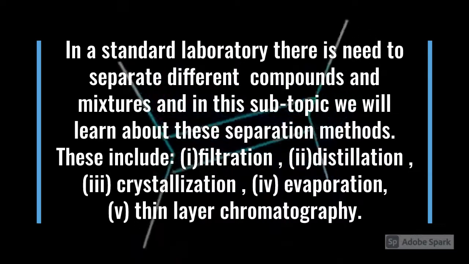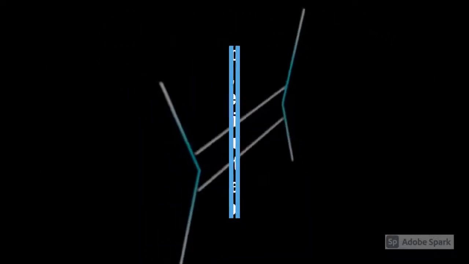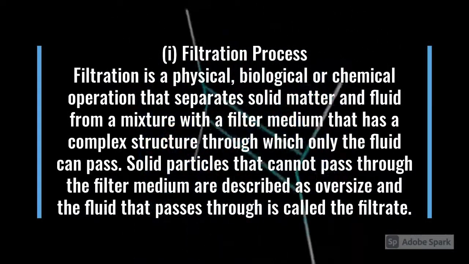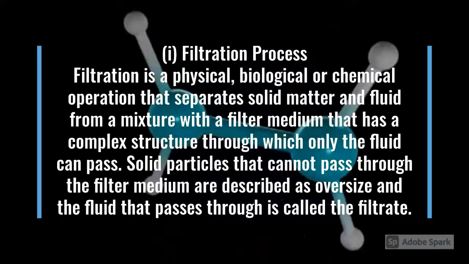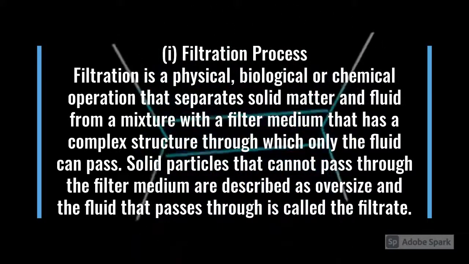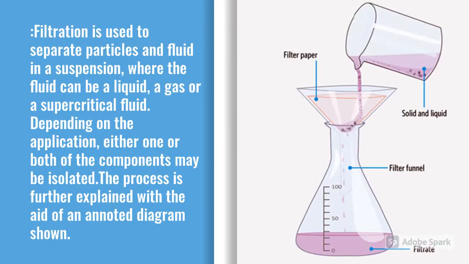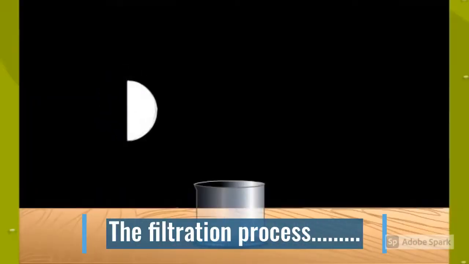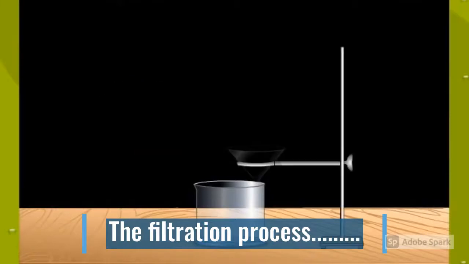Let's now look at the filtration process. This is an operation that separates solid matter and fluid from a mixture with a filter medium which only allows fluid to pass through. Filtration is used to separate particles and fluid in a suspension, where the fluid can be a liquid or a supercritical fluid. The process is shown in the diagram here. The process of filtration is further explained with the aid of an animated video here.